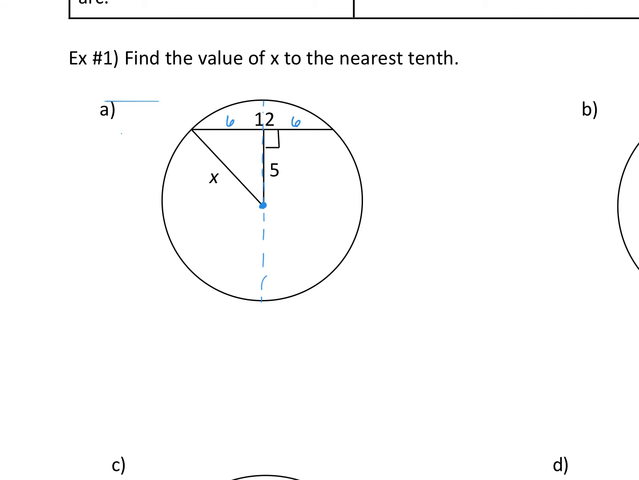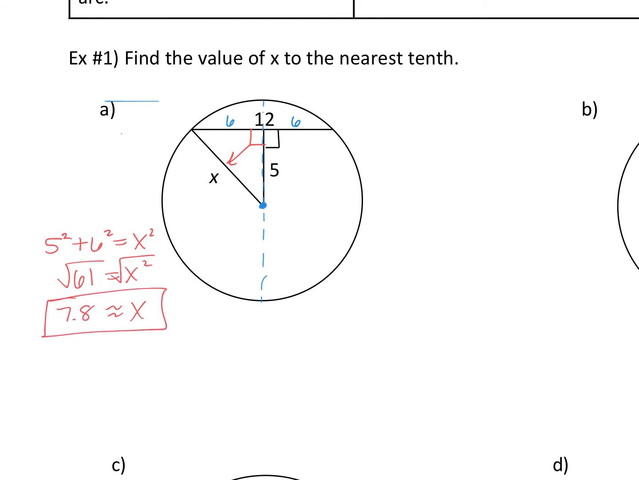How do you find x? Pythagorean theorem. You're going to do a whole lot of Pythagorean theorem again today. A lot, okay? So you have a right triangle. You're going to say 5 squared plus 6 squared equals x squared. Remember, the one across from the right angle is always your c, always the standalone. So 5 squared plus 6 squared is 61 equals x squared, and then you're going to square root that. So x is approximately, if we go to the nearest tenth, which is what it asked us to do, 7.8.